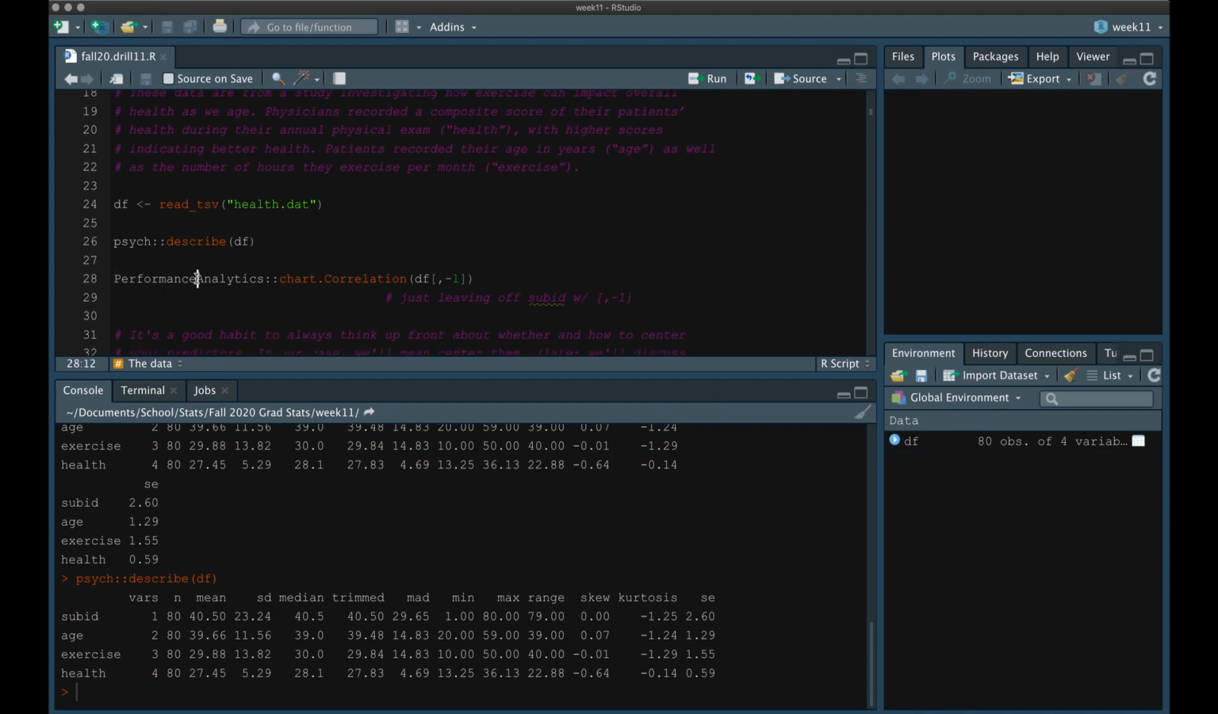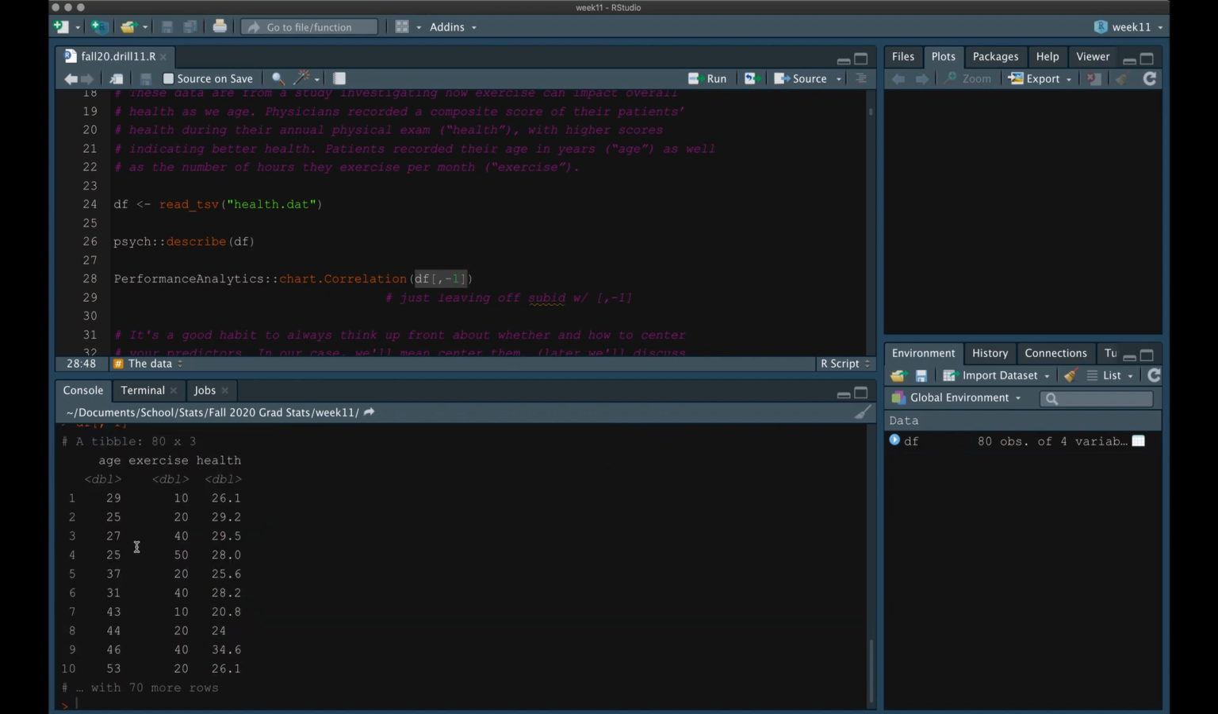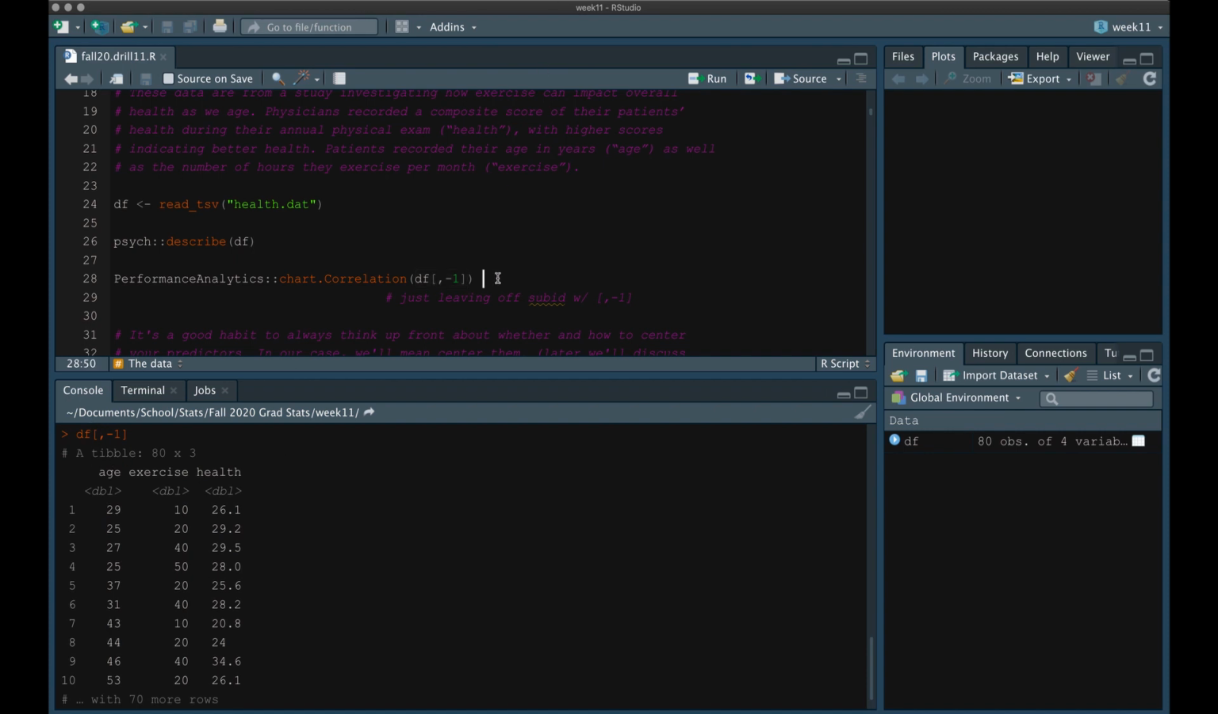If I haven't shown you before, there's a library called Performance Analytics that is mostly useless to you. It's a library that was made for financial analyses, but it has one function called chart correlation that's really nice. So here I'm just calling the data frame that we read in, and I'm leaving off that first column because I don't want subject ID in here.